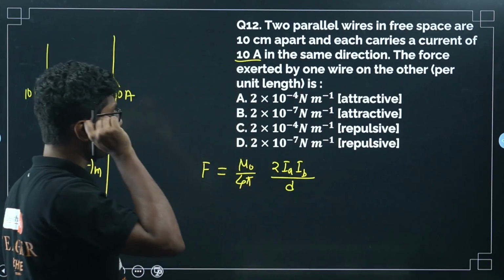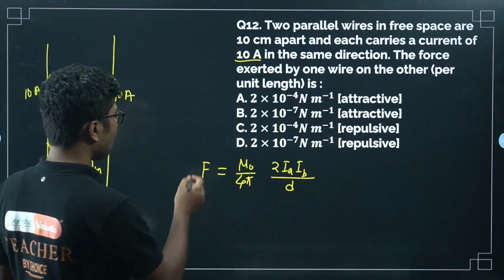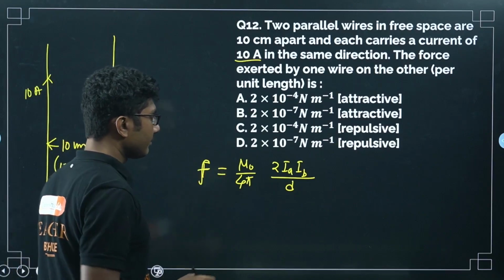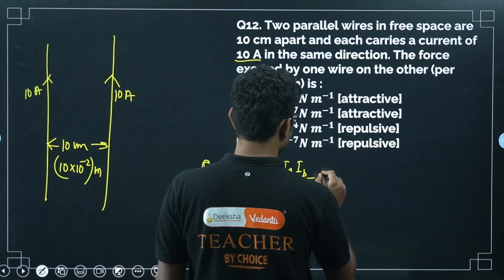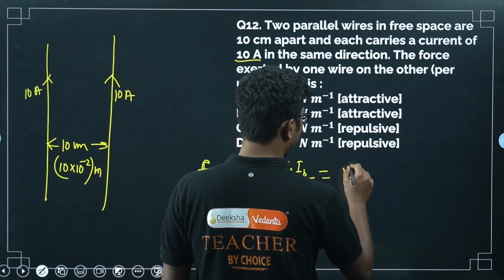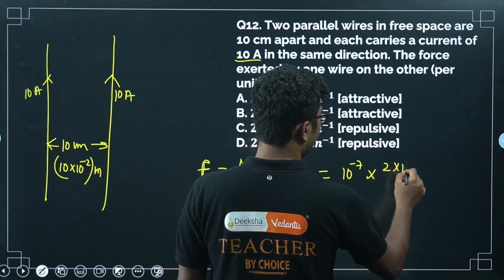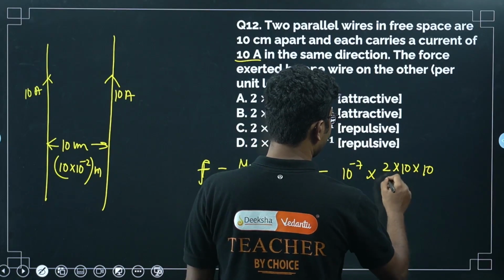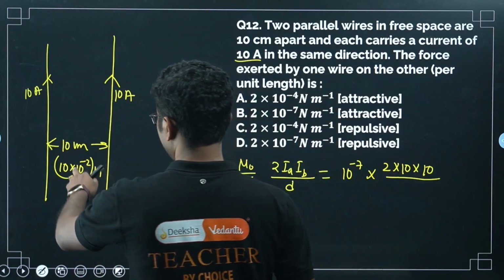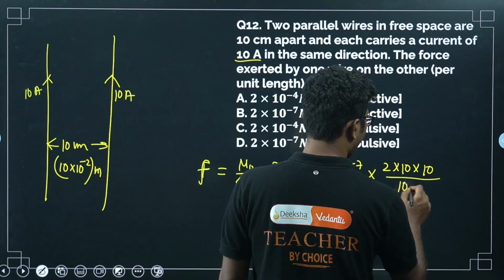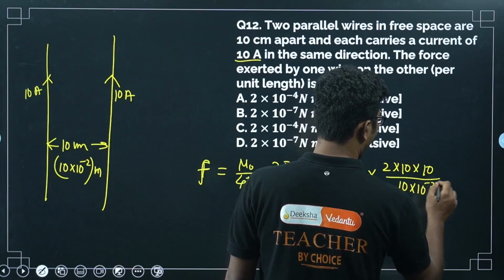Okay, force exerted per unit length. For that formula I have used small f. This is the formula for that, right? So mu naught by 4 pi is 10 to the power of minus 7 times 2 into 10 times 10, both are 10 amperes. Distance is given by 10 times 10 to the power of minus 2.